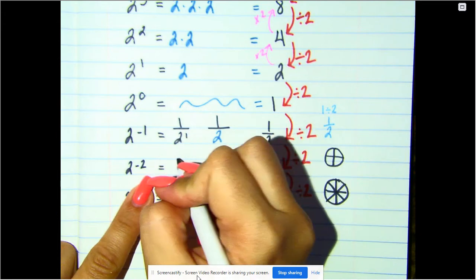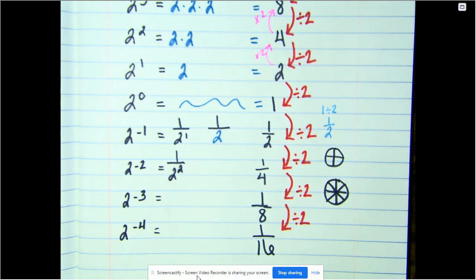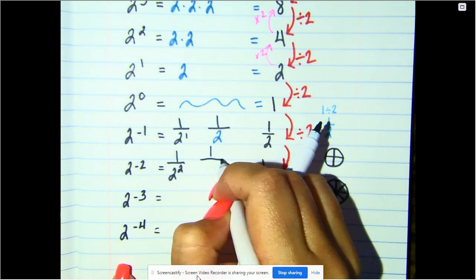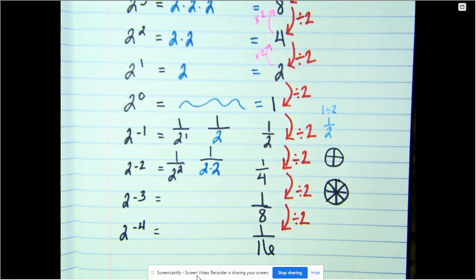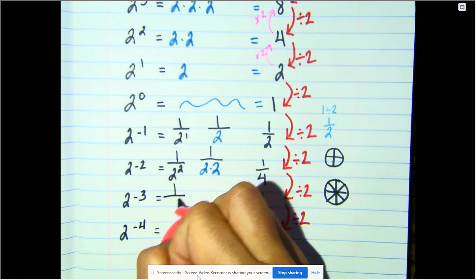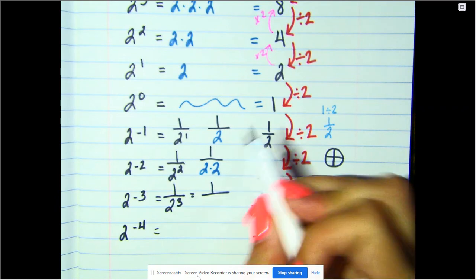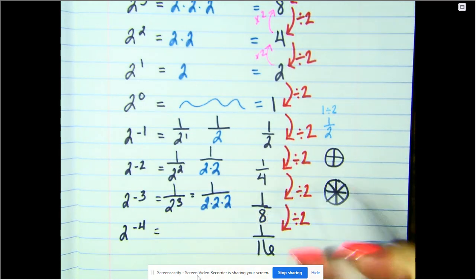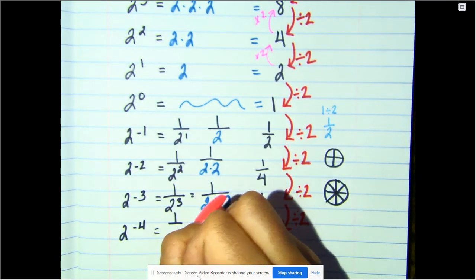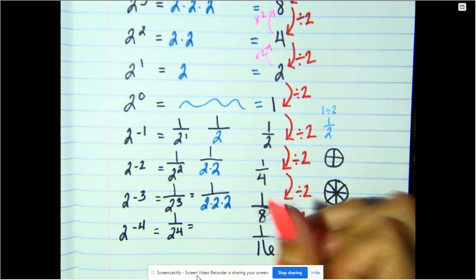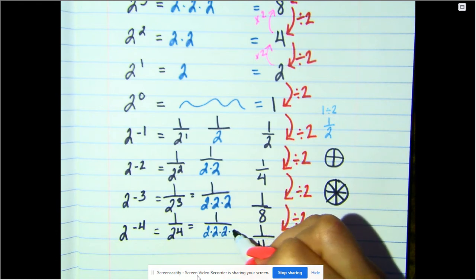This one is really just 1 over 2 to the second power, because I know that 2 to the second power is 2 times 2, which is 4. This one is really 1 over 2 to the third power, which I know is 1 over 2 times 2 times 2, which was 8. I already got that number up here. The next one is 1 over 2 to the fourth power, which I know as 2 times 2 times 2 times 2.